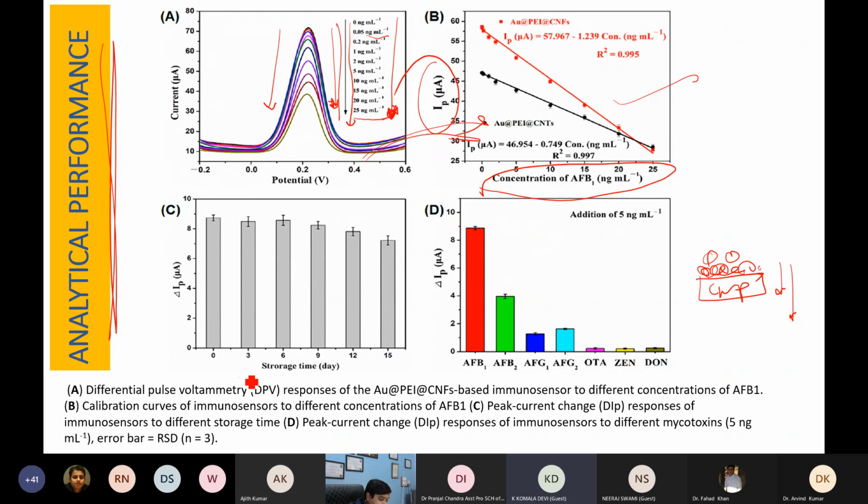So that's the storage time. That's the stability I already mentioned. And that is the selectivity. You can see this is aflatoxin B1, B2. This is G1, some other maybe ochratoxin or some other toxin. So you can see the maximum signal is coming from this aflatoxin B1.